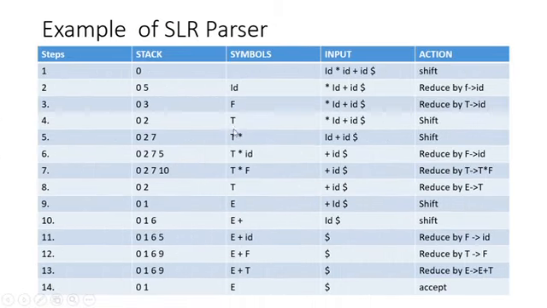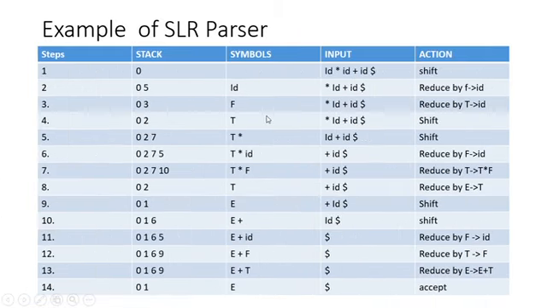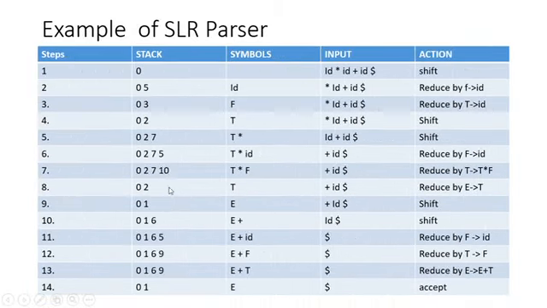Again you compare 2 with asterisk. Let's see 2 with asterisk, what does it give? 2 with asterisk gives you a shift of 7. So we can just simply write 7. So we are shifting. So asterisk will shift here, and 7 is written in the stack. Again you compare 7 with ID. 7 with ID, it's a shift of 5. So we simply write 5 in the stack. So ID has been shifted.